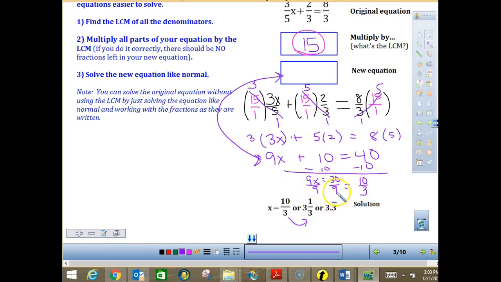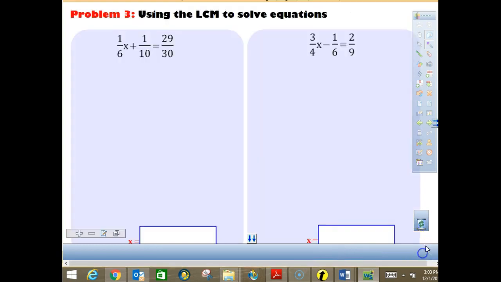Or just simply, once you get to here, this is your answer, right? Just stop at 30 divided by 9. Why go any further if you make simple mistakes with your computation? This is the correct answer. Stop. Okay? All right.